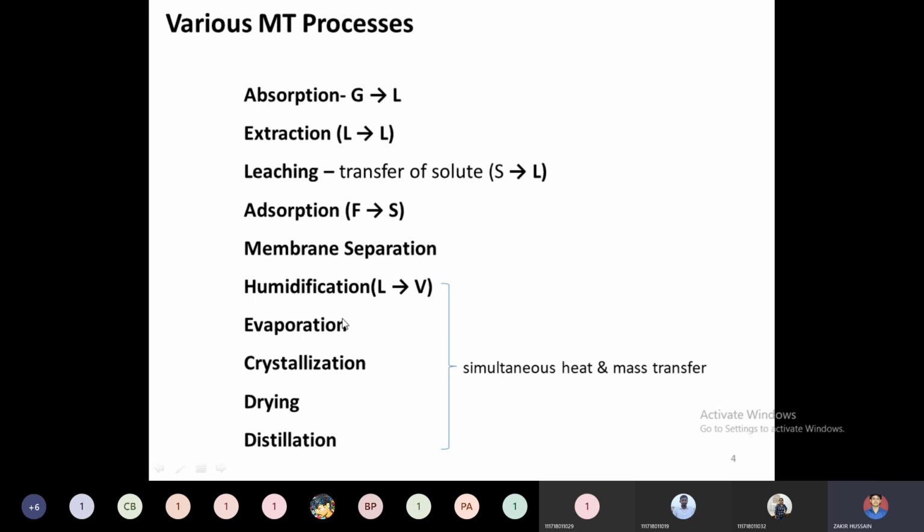Crystallization is nothing but a simultaneous mass and heat transfer operation by which the particular solution will be heated up to its saturation point, up to its super saturation point. When it reaches its super saturation point, what will happen? That particular solution will convert into a form of solids. That is nothing but crystals. A clear example for this one is sugar preparation.